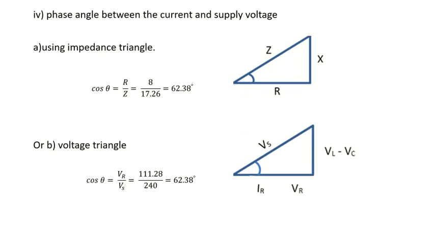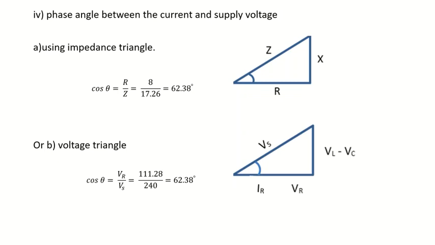Now we proceed to the next question. You have to find the phase angle between the current and the supply voltage. You can use either the impedance triangle or the voltage triangle. If you want to use the impedance triangle, the R is on the x-axis and the X is on the y-axis. The summation of R and X is your impedance, right?